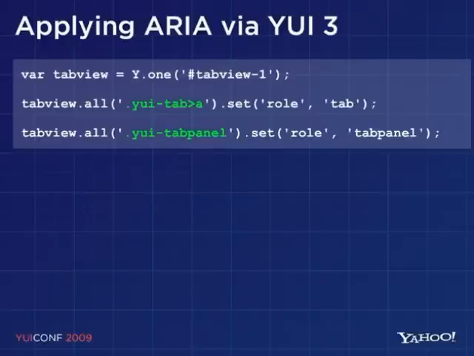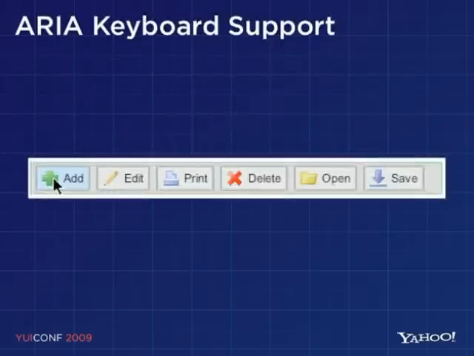So in our first line of code, we get a reference to our tab view. Then we call all to get a collection of all the nodes that match that specified CSS selector. So we're going to gather up all the anchor elements that represent our tabs, set their role attribute to tab. And similarly, we're going to set the role of all the elements with the class of tab panel to a role of tab panel. And so it just makes it a little more efficient for both the application and management of the ARIA roles and states.